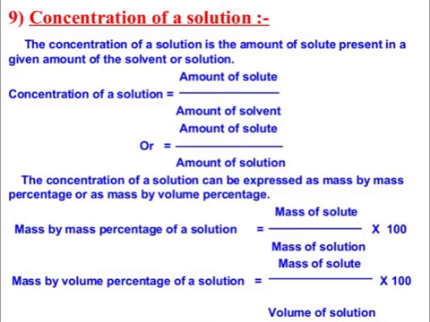There are two different ways by which we can express concentration of solution, and these are first mass by mass and second one mass by volume. So here you can see by mass percentage of a solution, mass of solute upon mass of solution into 100, and if we calculate concentration of a solution using mass by volume, then the formula becomes mass of solute upon volume of solution into 100.